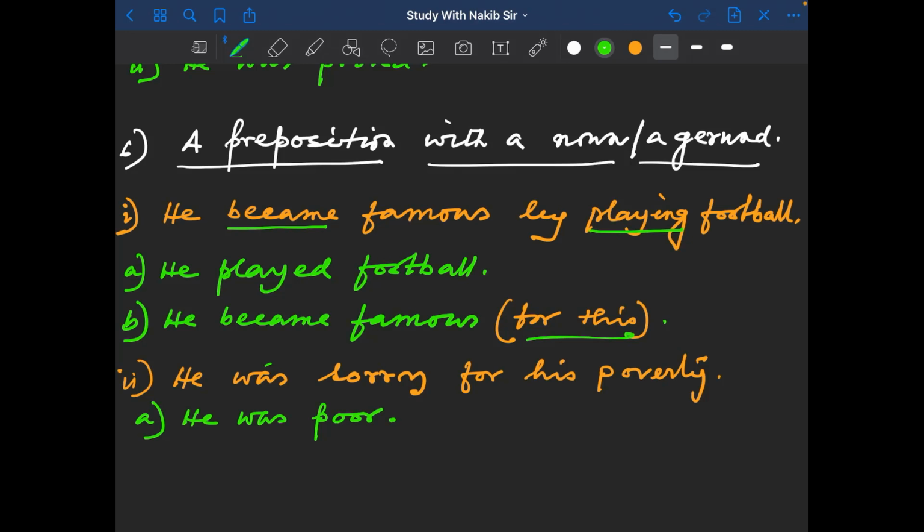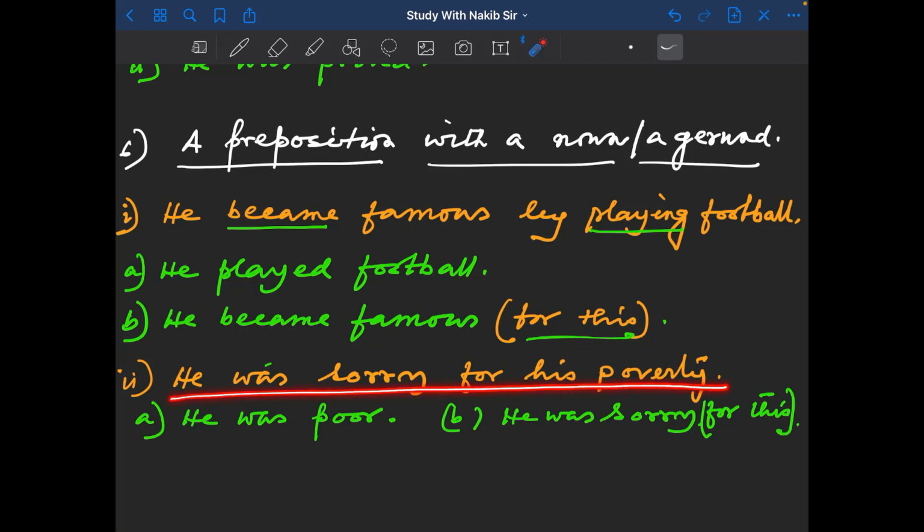One sentence. Another sentence, he was sorry for this. For this you may write, or simply you may cut here. You may not write this part. Okay, so from this sentence, he was sorry for his poverty, we got two pieces of sentences. Number 1, he was poor, one piece, and number 2, he was sorry for this.